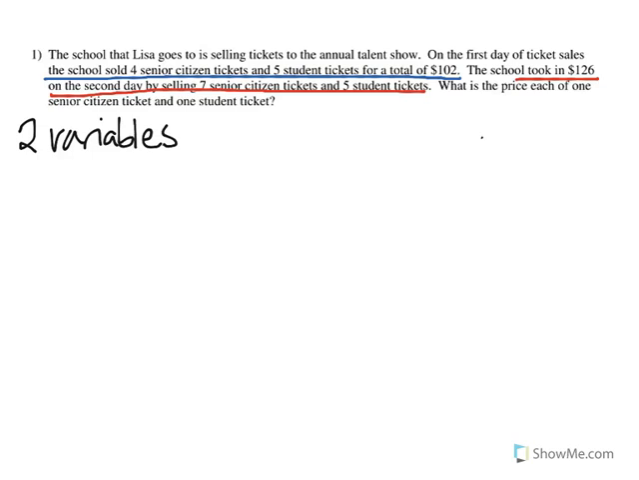It mentions one object, and I'm going to use different colors here. It mentions one object, senior citizen tickets. It mentions another object, and then it mentions a price. And the same thing here, it has price, one object, and another object.